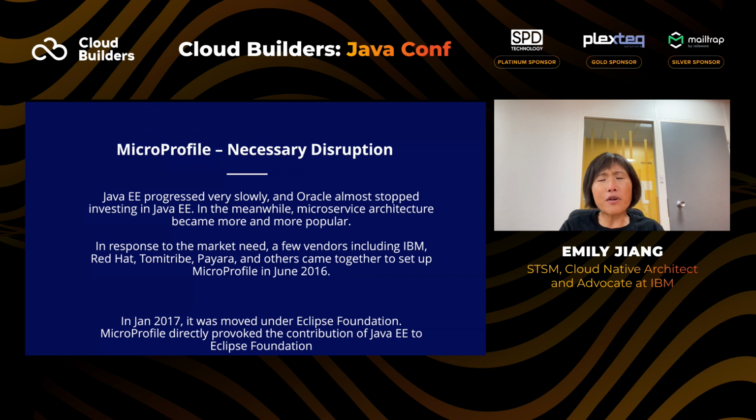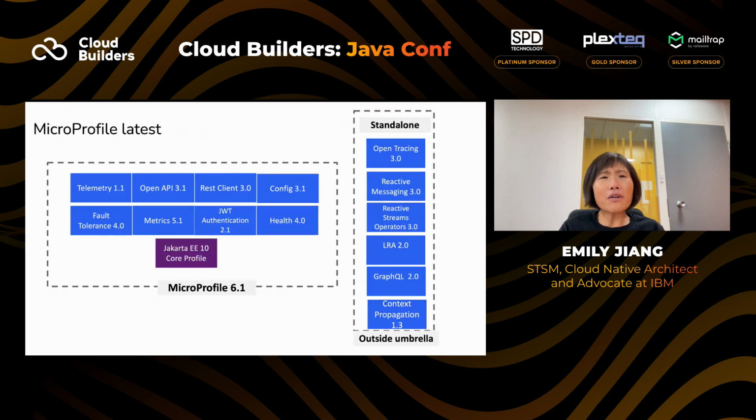Next, let me talk to you more about MicroProfile. MicroProfile was created in 2016 in response to Java EE's slow movement. IBM, Red Hat, Tomitribe, Payara, and others set up this community. In January 2017, they moved to the Eclipse Foundation, and it has been making really fast progress since then. Up to now, MicroProfile has many specifications.